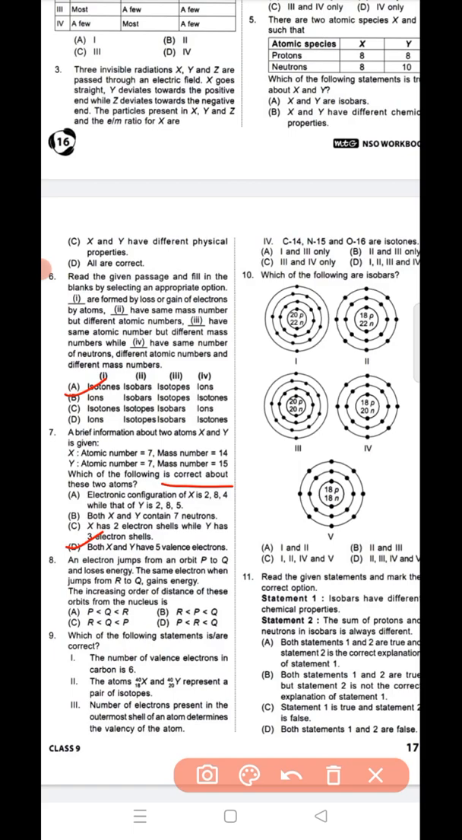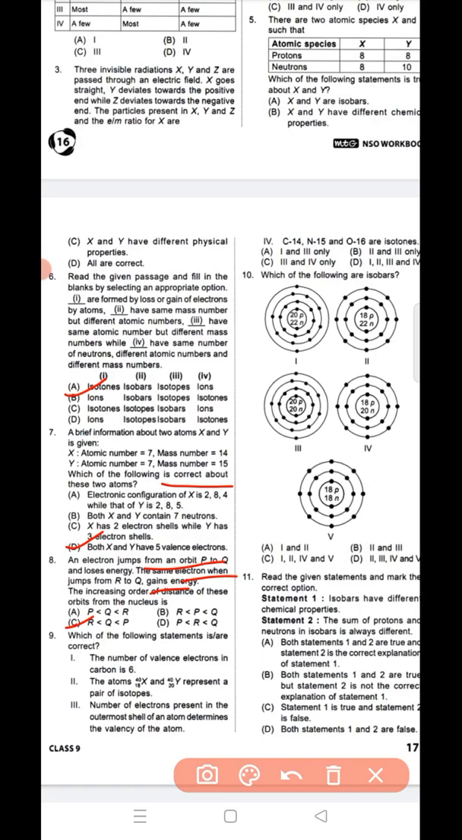Next, an electron jumps from orbit P to Q and loses energy. R to Q, it jumps from R to Q and gains energy. The increasing order of the distance of the orbit, that is question number 8, option C is the correct answer. R less than Q less than P. Okay, R less than Q less than P.